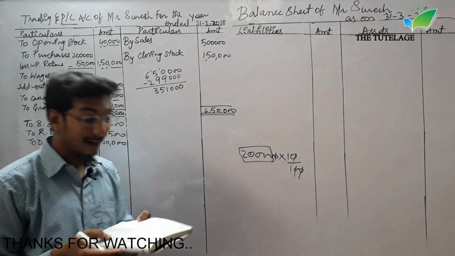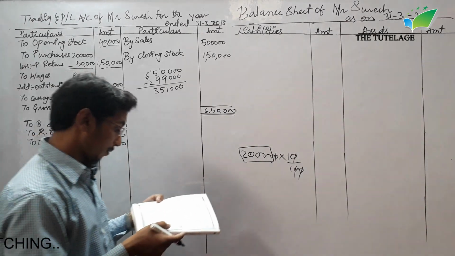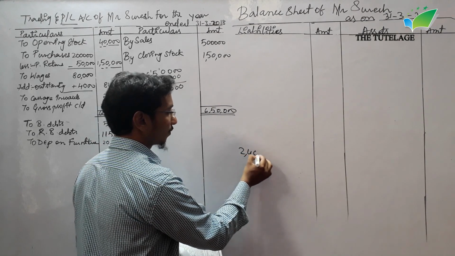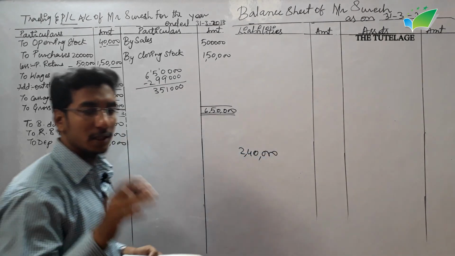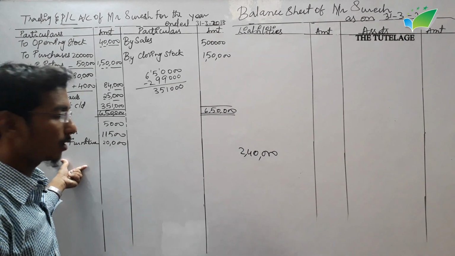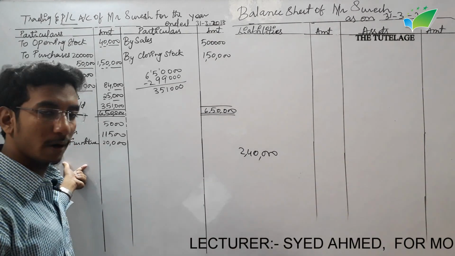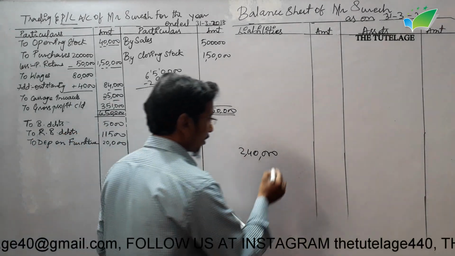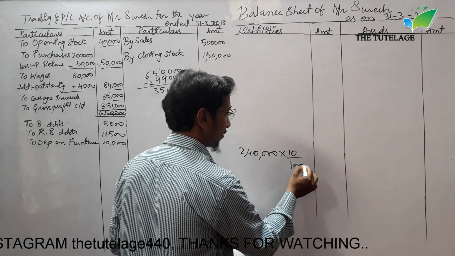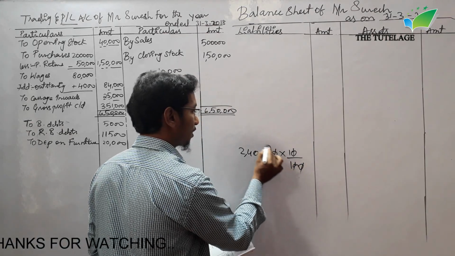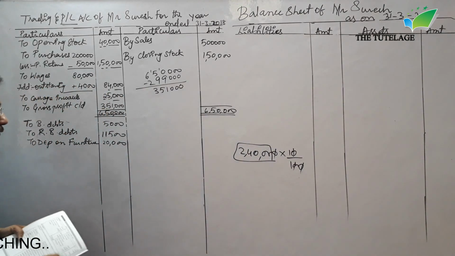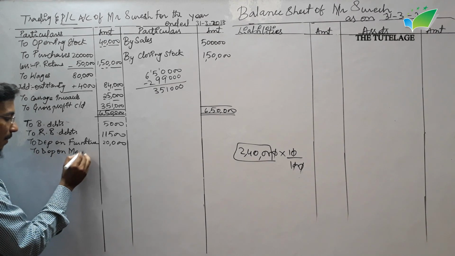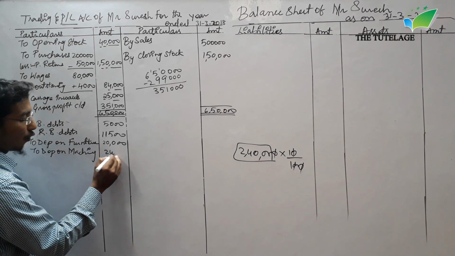Next one is machinery. There is an adjustment related to machinery. Machinery total amount is 2,40,000. We should record depreciation on machinery on the profit and loss account debit side, into 10 divided by 100. Zeros cancel. 2 lakhs 40,000 gives 24,000 depreciation, to depreciation on machinery, 24,000.